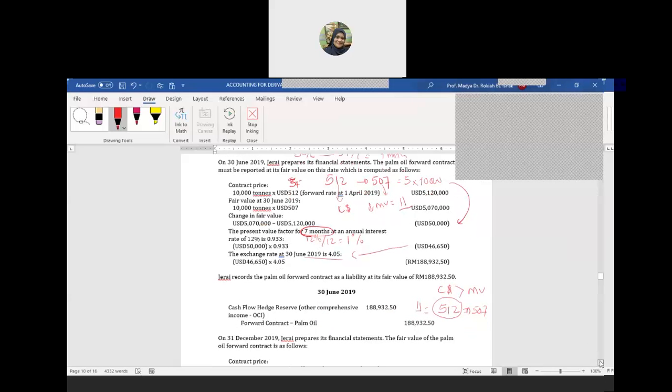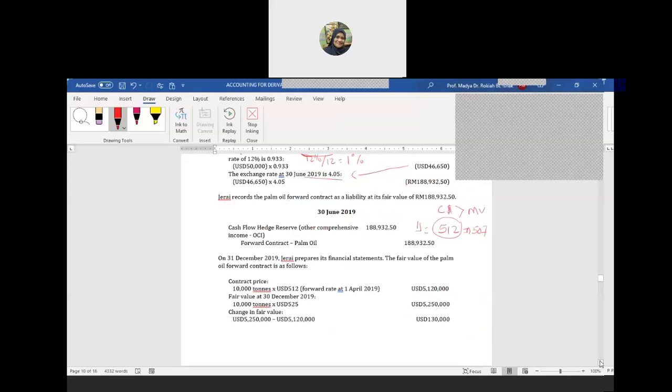The next one we look at is 31st December. On 31st December, again, you need to find a new value, the new value of your palm oil here. The new value that you have here, you need to look at from the forward contract. The forward contract value that you have here is 512. Now when it comes to 31st December, what will be the value? The value becomes 525.